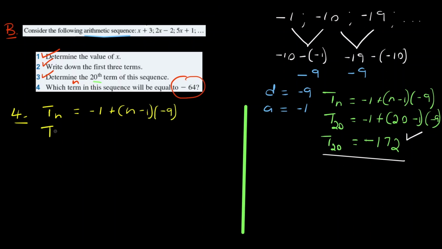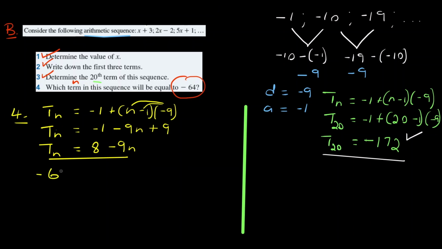Let's quickly make this equation very simple. So we're just going to multiply everything by negative 9. We're going to get negative 9n plus 9. Therefore Tn is nothing more than negative 1 plus 9 will give us 8 minus 9n. So this is our general term simplified. So we're finding term n that's equal to negative 64. So we substitute it there and then we calculate what n is.